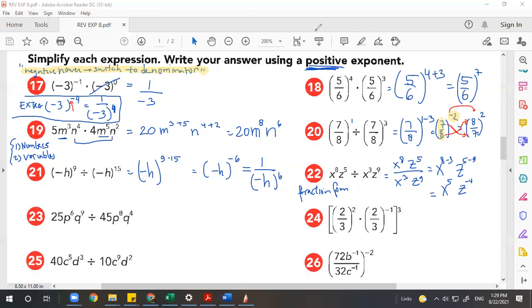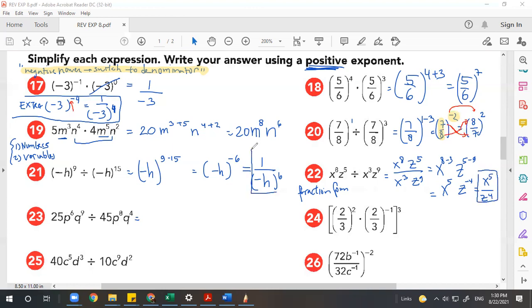Okay. Let's try to do the other 23. Oh wait, I forgot. Z is still negative, right? For number 22, x power 5, you don't have to change anything here because the x power 5 is already in a positive exponent. But the z goes to the denominator, right? Because it's positive and it's negative. Z power 4. This will be your answer.